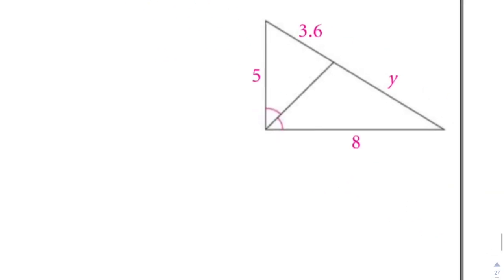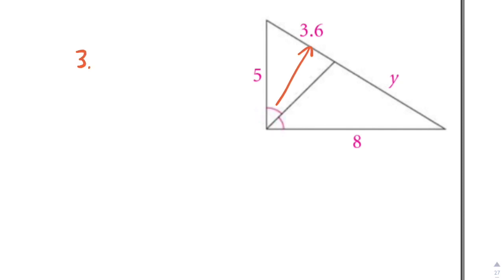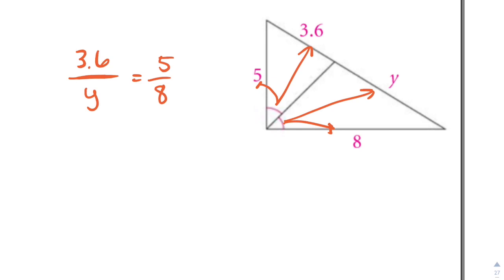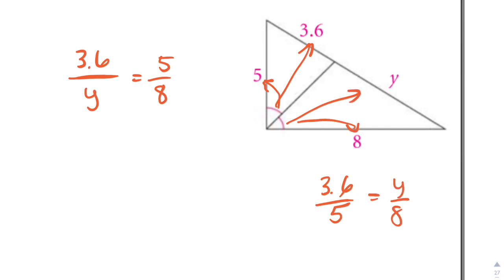Okay, let's do another one. This one we are solving for y. Again, I start with the smaller. 3.6 is in ratio with y as 5 is to 8. Back to the smaller, back to larger. Some students are going to ask, hey, Mr. A, can I do 3.6 is to 5 as y is to 8? Can I stay within the triangles? Guess what? You can, because watch what happens.